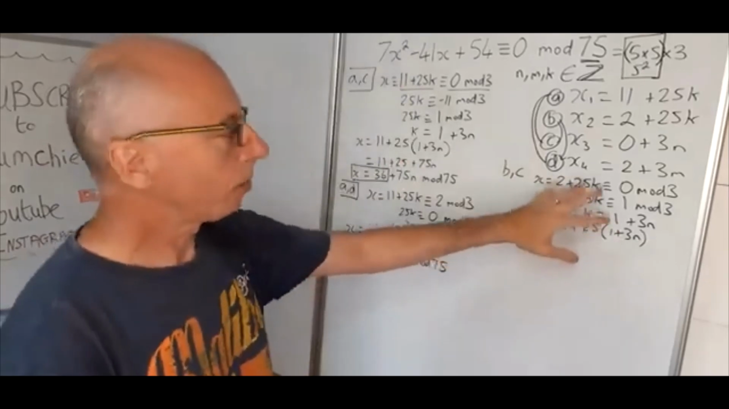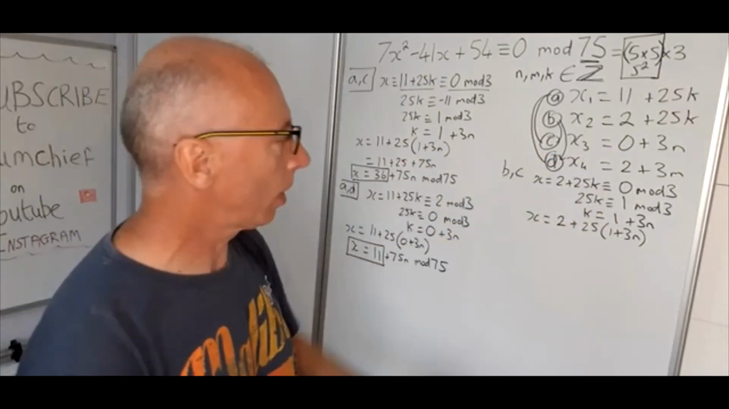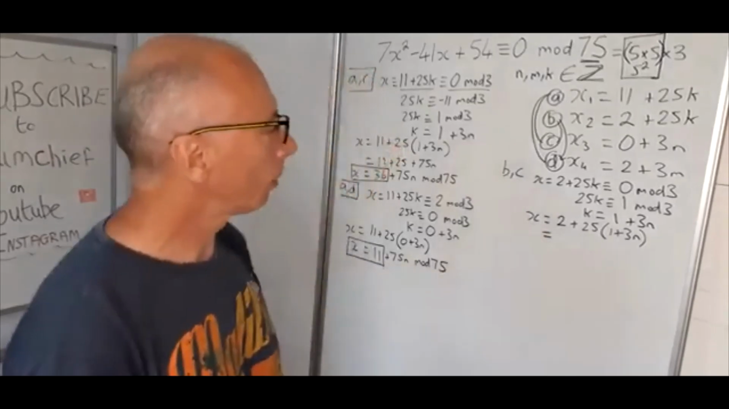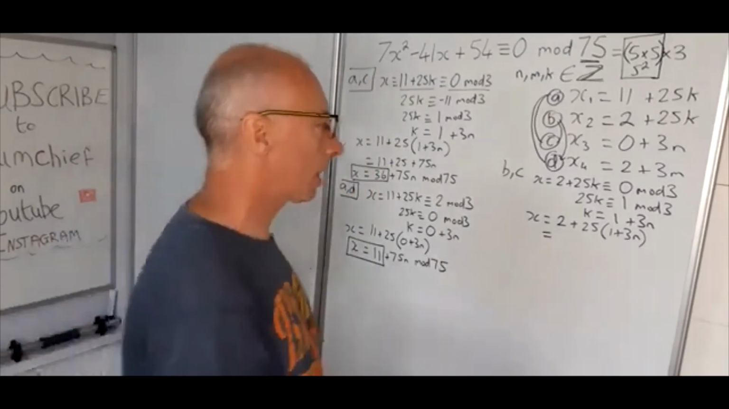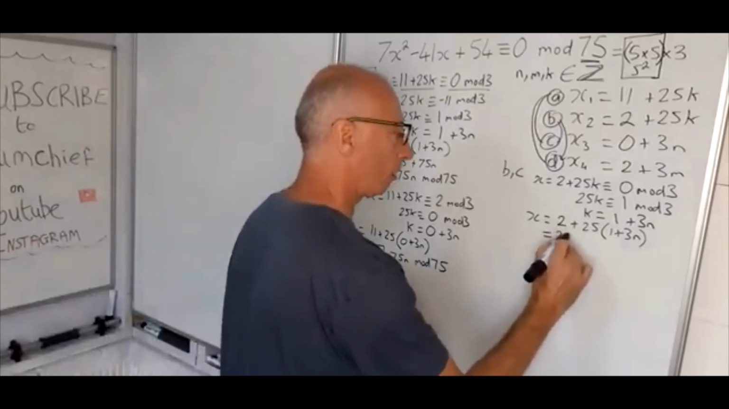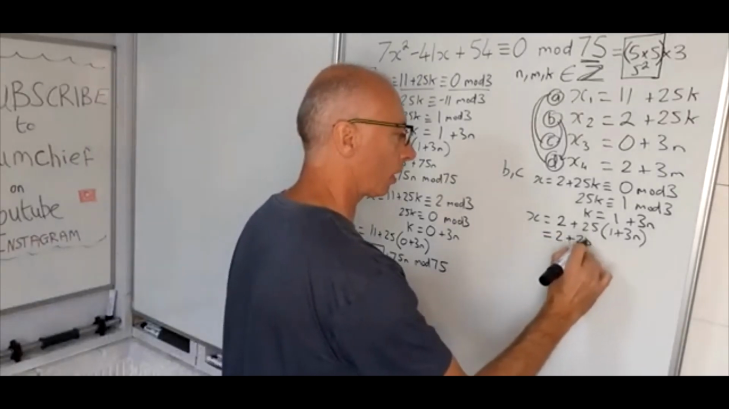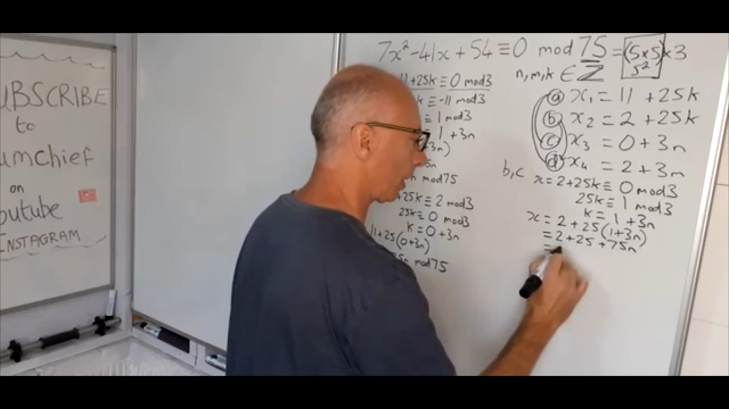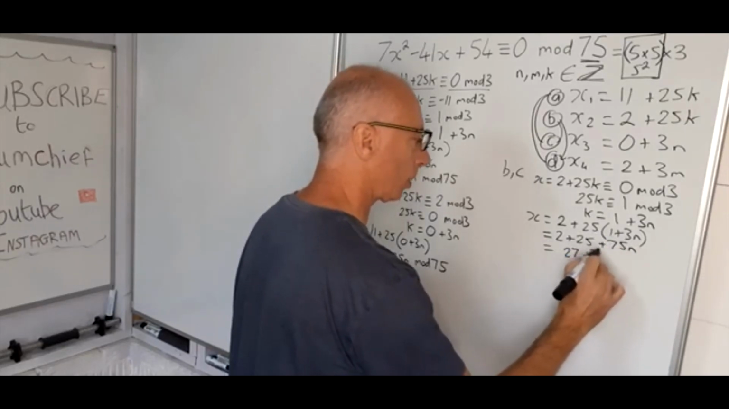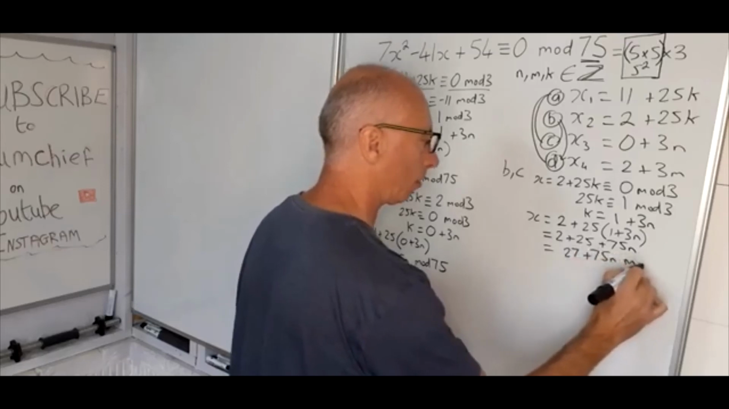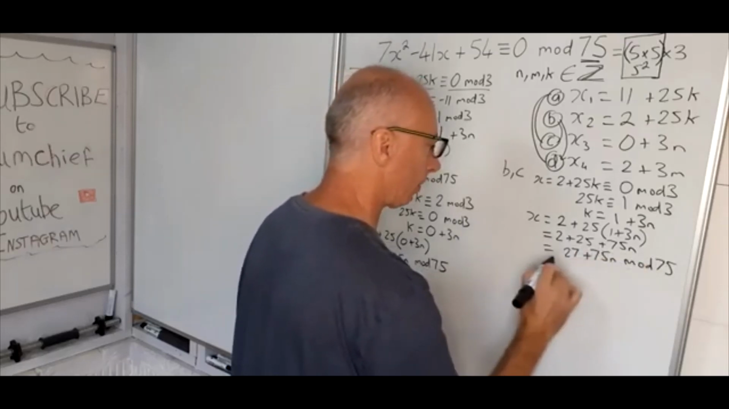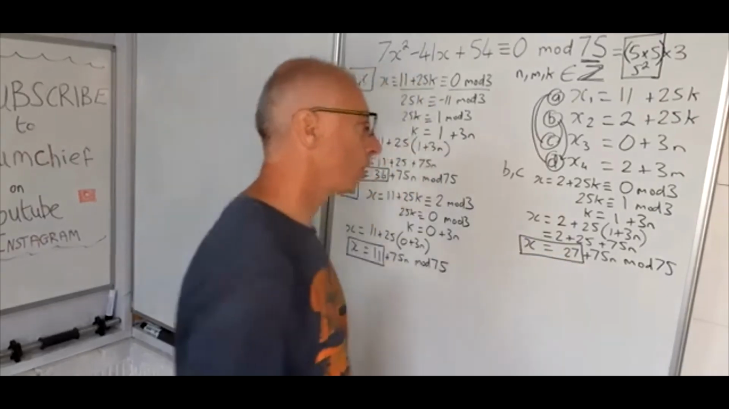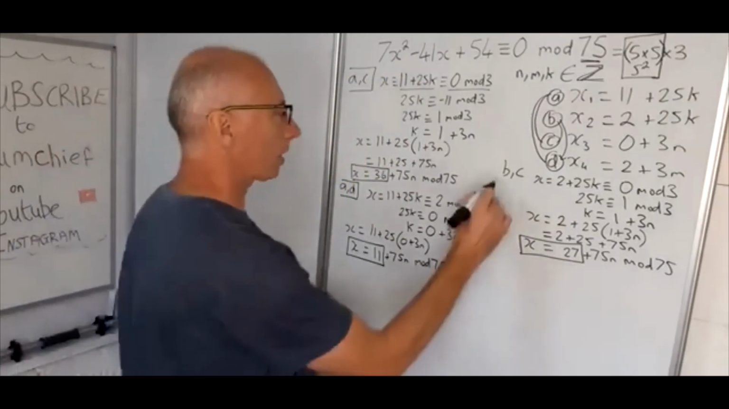Okay, lots of numbers and patterns here to follow. It's very important to concentrate on which ones you're going to get. One number in the wrong place and we're going to make a mistake. So you can see where the mistakes happen here. So 2 plus 25 times 1, which is 25, plus 75n. So that equals 27 plus 75n mod 75. So now we've got another solution. Okay, so that's B and C.